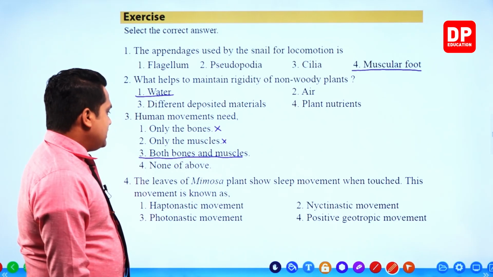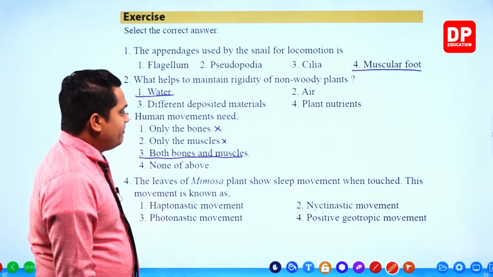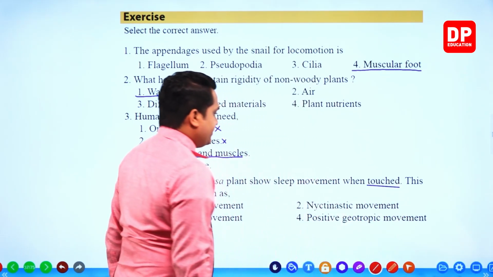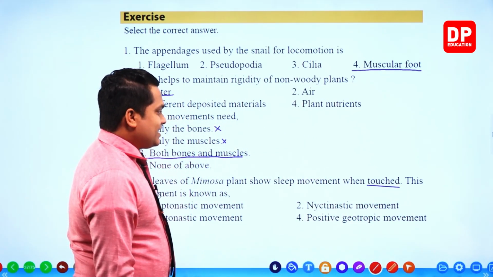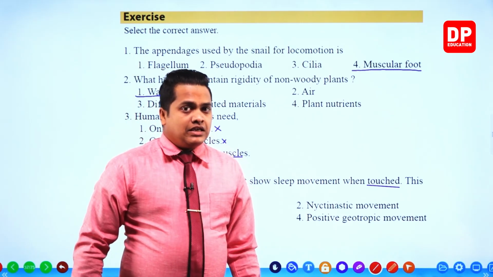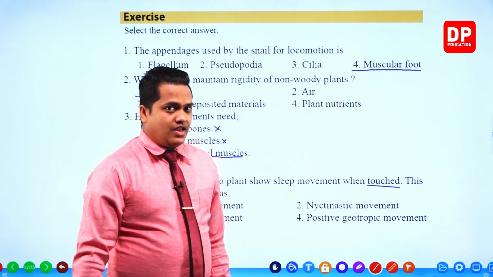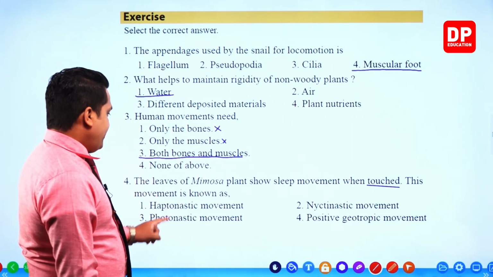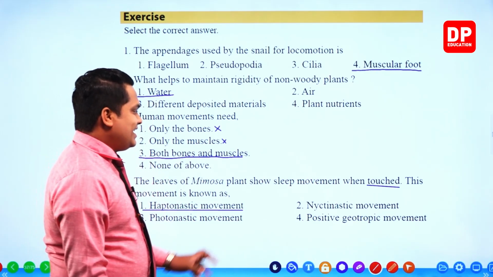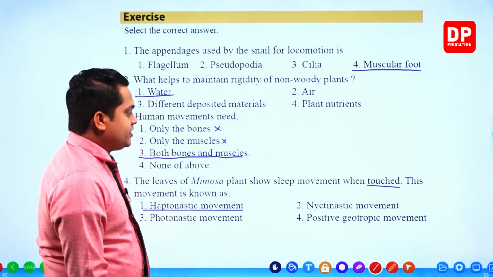Next one. The leaves of the mimosa plant show sleeping movement when touched. So, it is given when touched. So, the stimulus is touching. When the stimulus is touching, we know that the mimosa plant is going to exhibit the sleeping movement. So, this is referred to as a haptonastic movement. So, the first answer is correct. Nyctinastic movement is incorrect, same as the photonastic and also the positive geotropic.